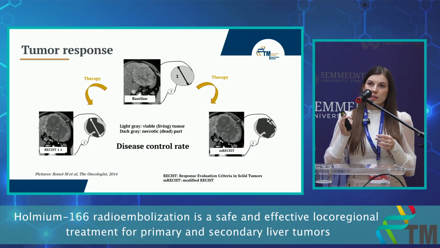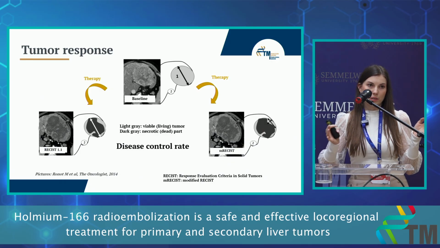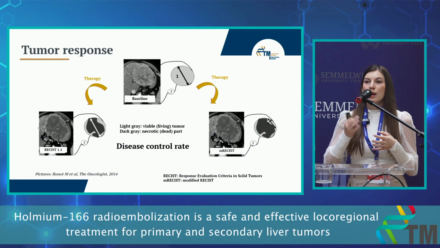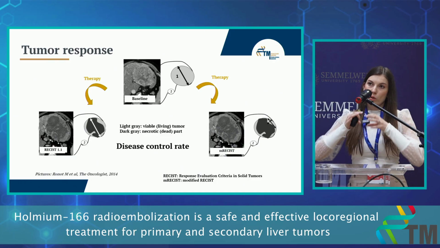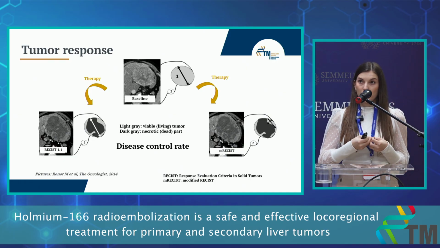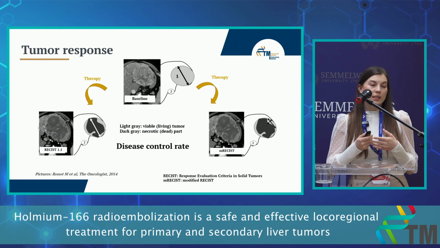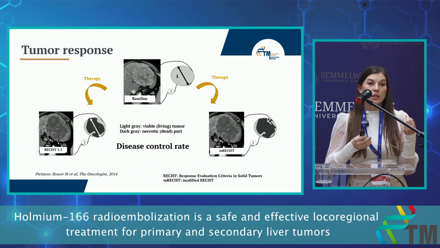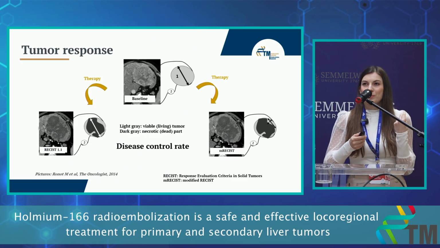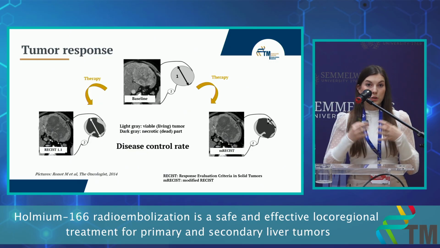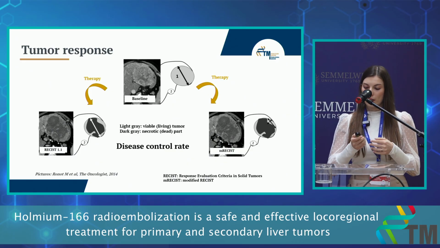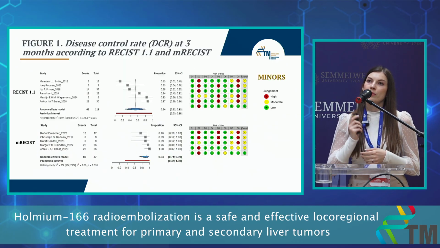The RECIST 1.1 system measures the whole tumor size, including the dead necrotic part as well, but in contrast, the modified RECIST system only measures the viable living part of the tumor. And since we know that radioembolization does not primarily have its effect by cutting off the blood supply and therefore inducing ischemia, the tumor size won't necessarily reduce, and that's why modified RECIST, which only measures the living part of the tumor, is more relevant to us.